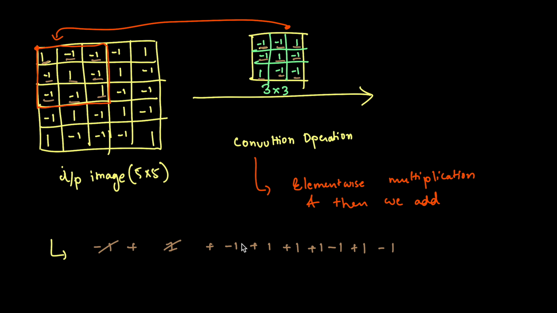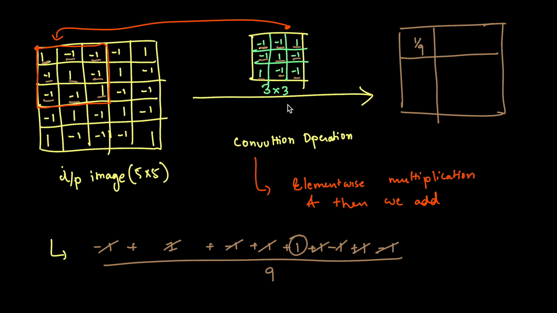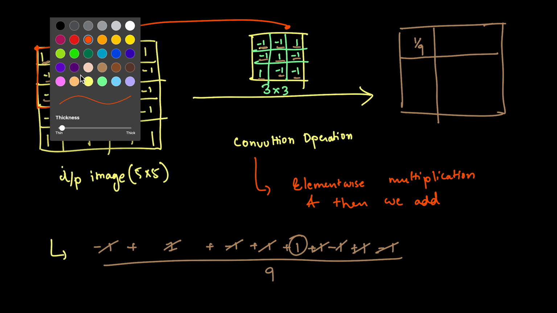Now the +1s and -1s will get cancelled out, right? On cancelling out, we'll be left with 1. The total will be 1, and we can take the average also. As the total number of values is 9, we divide by 9. Now in the output we'll be placing this 1 by 9. 1 by 9 is the value that we get by applying the convolution operation one time on the input image. After applying the convolution operation once, we'll move the kernel.